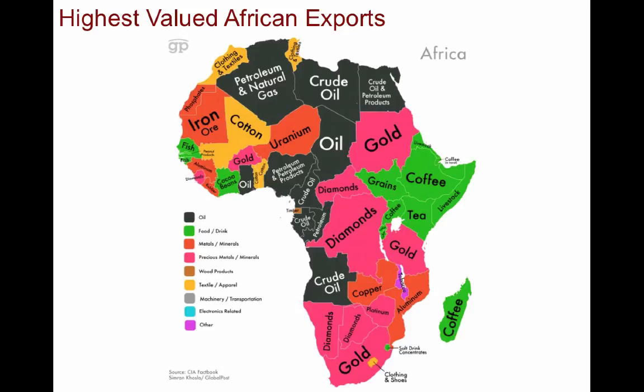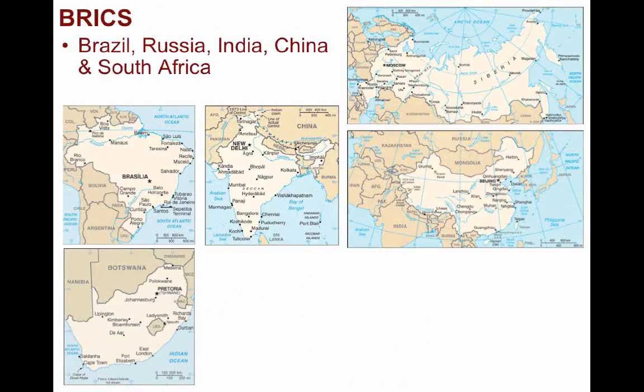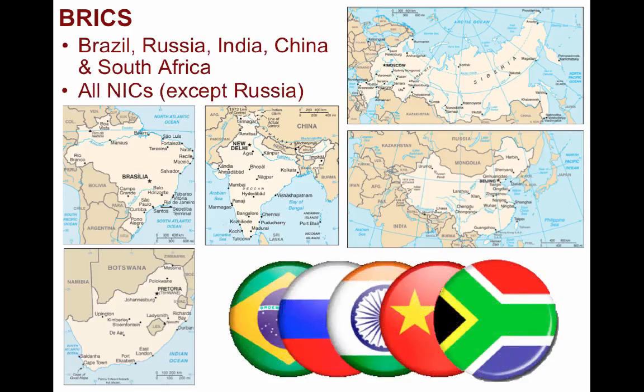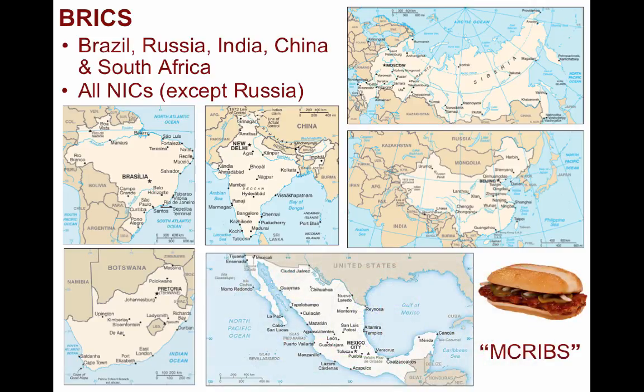Then there are the BRICS countries. They make up a supranationalist association of emerging national economies: Brazil, Russia, India, China, and South Africa. The BRICS members are NICs, with the exception of Russia, which is often regarded as an MDC. They are distinguished by their large, often fast-growing economies and significant influence on regional and global affairs. And if we add Mexico to the mix, we can use another acronym to describe these countries: McRibs.